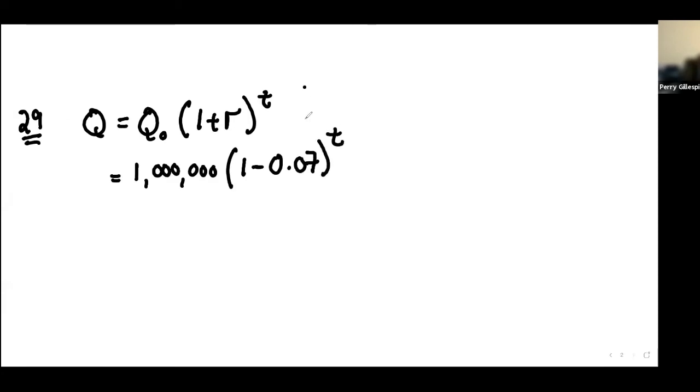This is how you will convert it from a growth to a decay. So if you are subtracting your rate off of it, it's decay. If you're adding, it is growth. That's the difference.